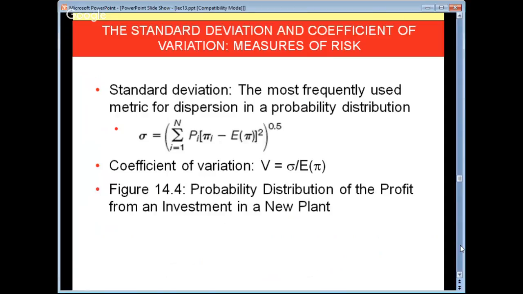The coefficient of variation is simply the standard deviation of a risky project, or basically anything, over the expected profit. That basically tells you how much the project varies compared to what the expected value is. And that's exactly what it is, because standard deviation is how much it varies. So it's a measure of how much it varies divided by the expected profit. Questions? Okay.